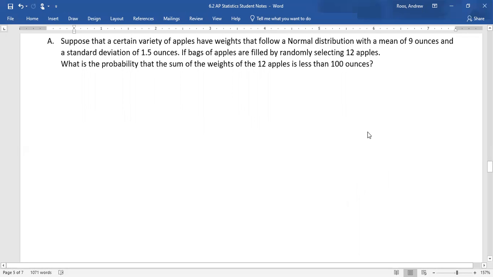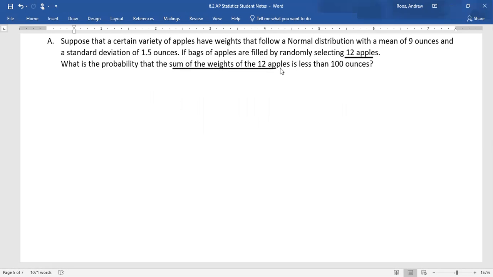All right, so we're going to go through a couple long ones. I might just go through 2 of these in class since they're going to be pretty long. All right. So suppose that a certain variety of apples have weights that follow a normal distribution with a mean of 9 ounces and a standard deviation of 1.5 ounces. If bags of apples are filled by randomly selecting 12 apples, what is the probability that the sum of the weights of the 12 apples is less than 100 ounces?